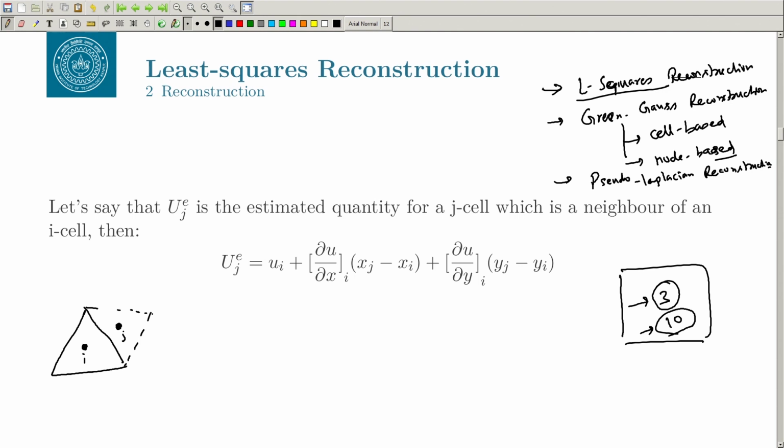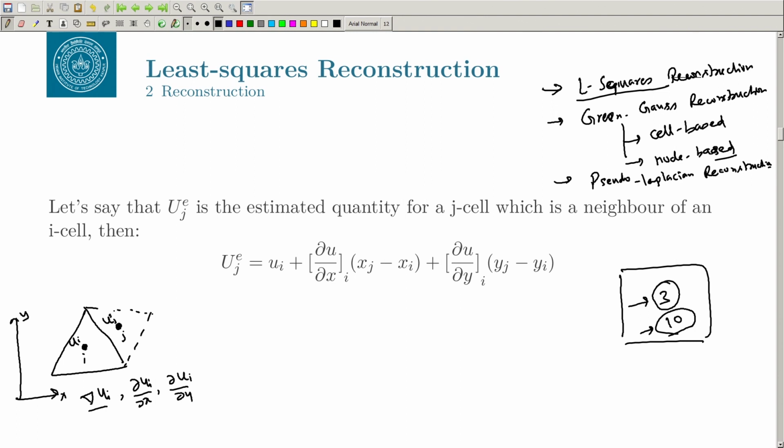So, these are two cells that we have. Let us say that I know the value at u_i and u_j, and my target is to find the slope, basically what is del u at i. That means del u_i by del x and del u_i by del y. This is my global coordinate system, this is my x, this is my y.